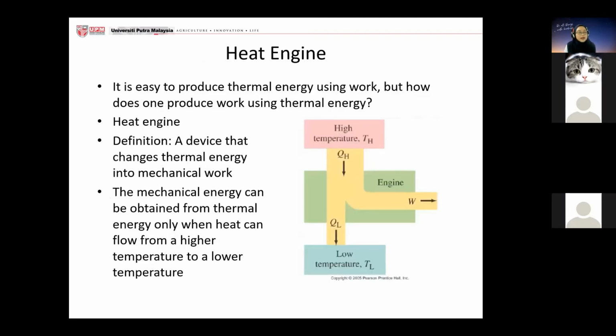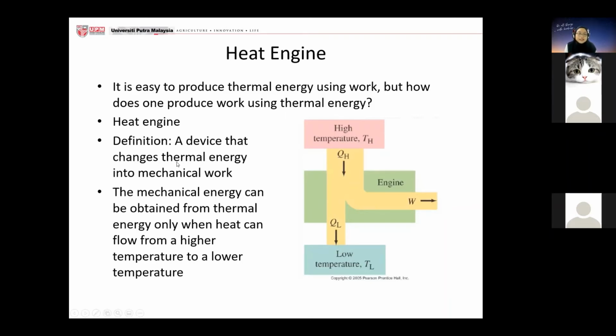So, apa kaitannya dengan energy sebenarnya? If you look at a heat engine, it's easy, of course, to produce thermal energy using work. But how does one produce work using thermal energy? Macam mana sebenarnya turbine works? A very good example of this kind of energy transfer or energy change is shown in a heat engine.